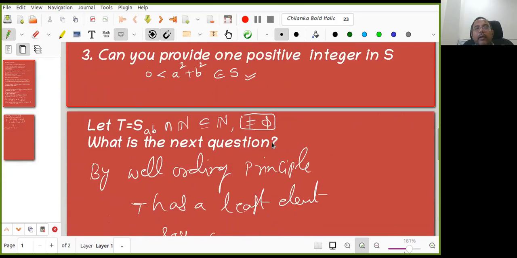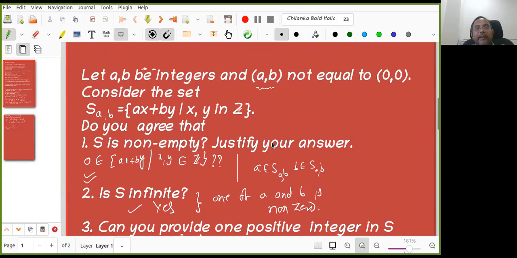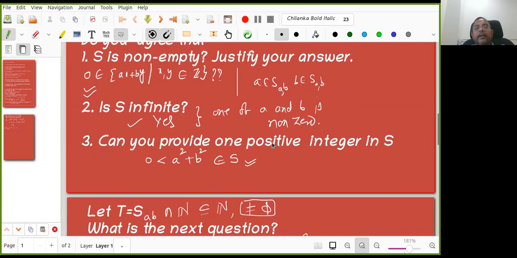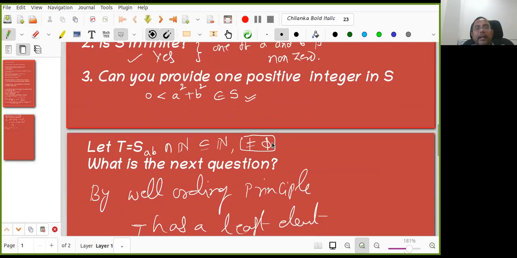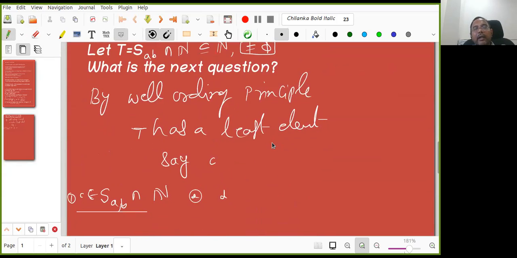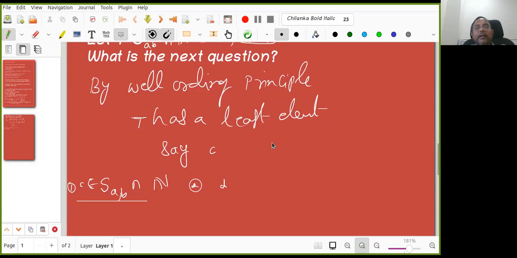I am just concentrating on S_AB only. I showed that one of them is non-zero. It is an infinite set. I proved it has a positive element. Then I intersected with N, and it becomes a non-empty subset of natural numbers. So by the well-ordering principle, it has a least element. That least element I'm calling D. Again, I'm bringing D so that we'll see why I'm calling it D.